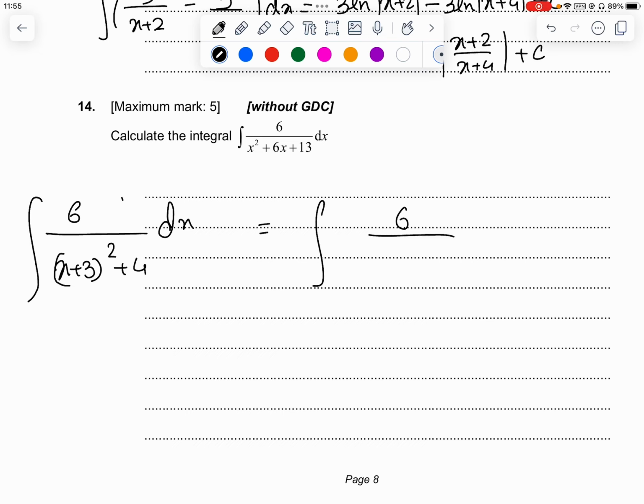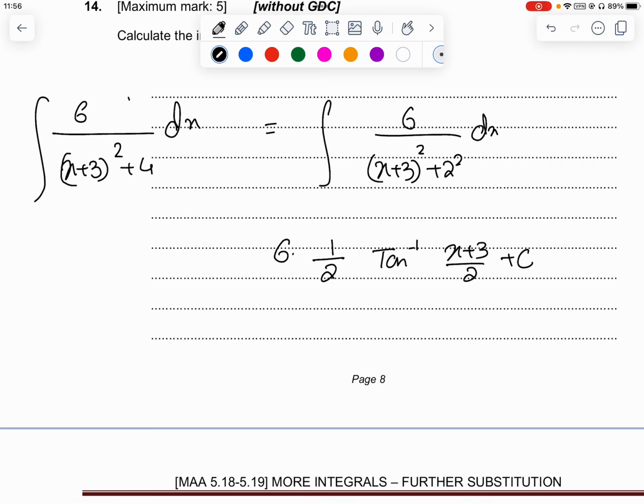Integral of 6 upon (x plus 3) whole square plus 2 square dx. So it is 1 upon a tan inverse of x upon a plus c. So my final answer is going to be nothing but how much? It's going to be 3 tan inverse of (x plus 3) upon 2 plus c.